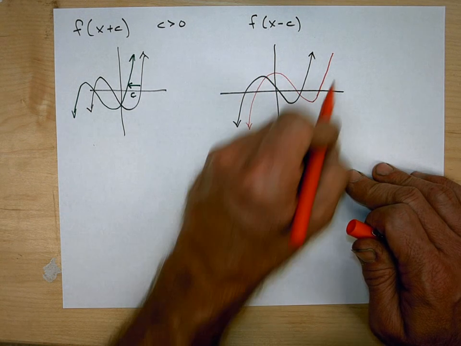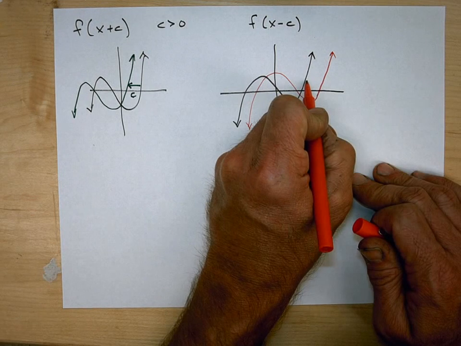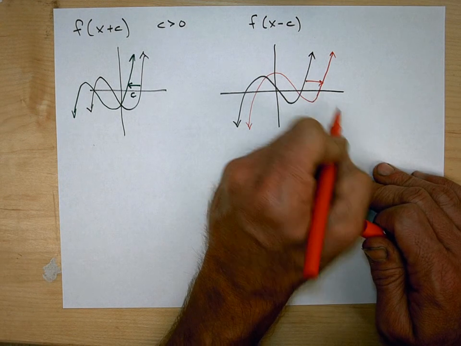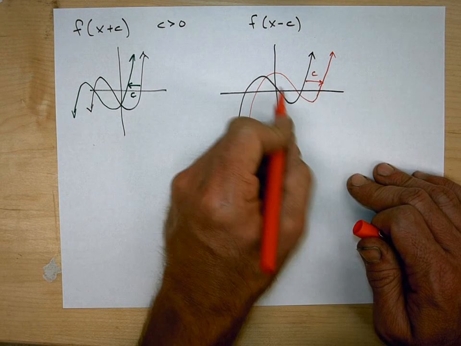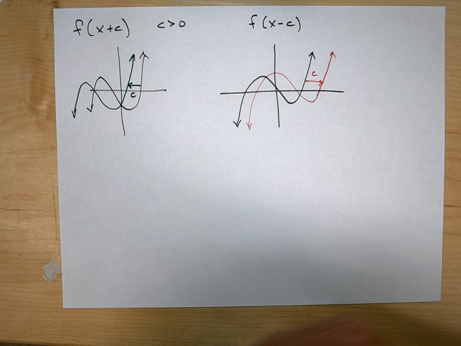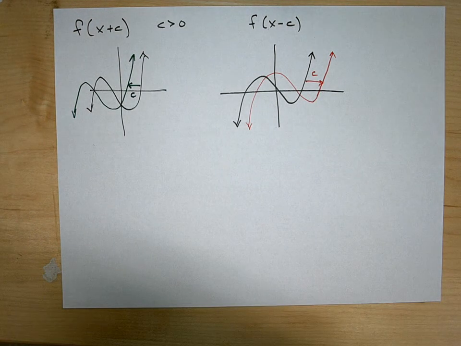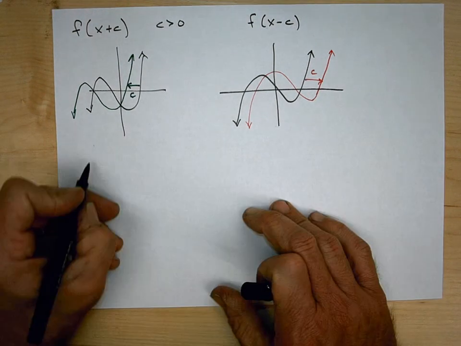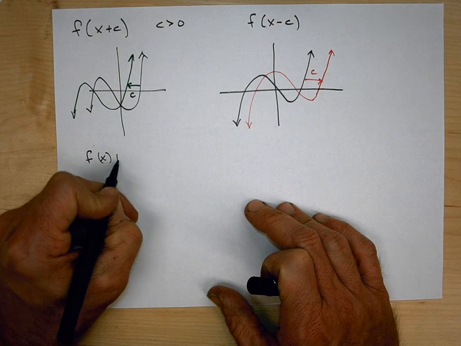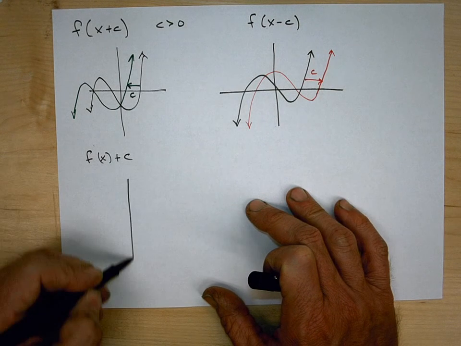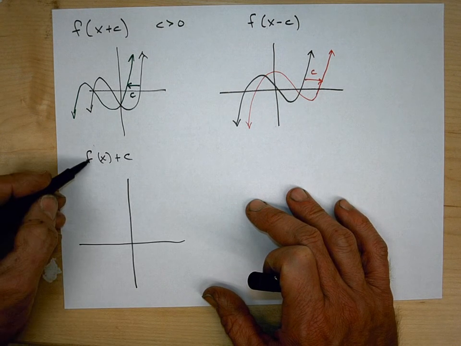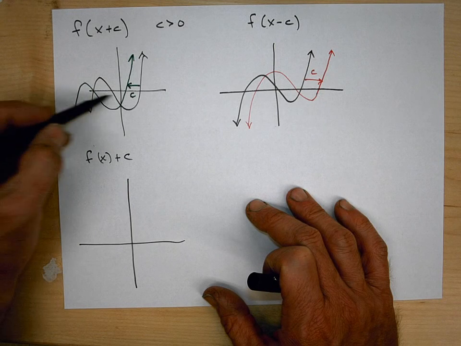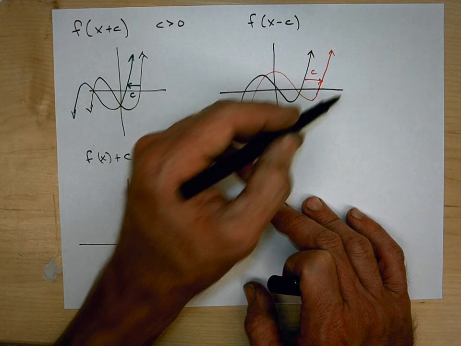It's a little counterintuitive, but we're shifting this way when we subtract c. Right? The whole thing is shifted that way. The ones that are maybe a little bit easier to think of are f of x plus c. So these are horizontal shifts, right? This is a horizontal shift to the left, this is a horizontal shift to the right.